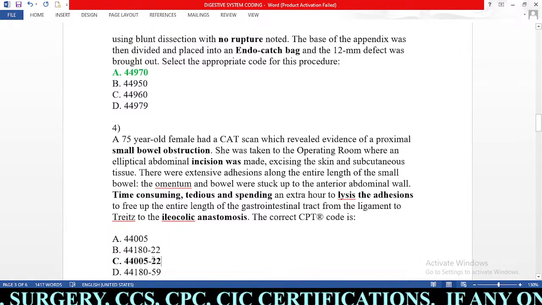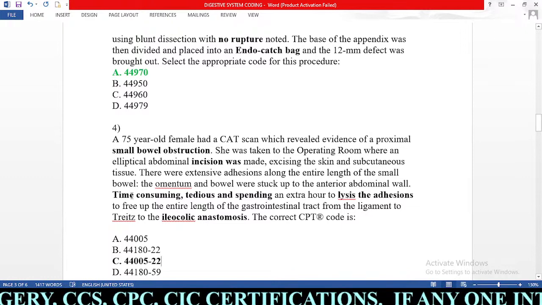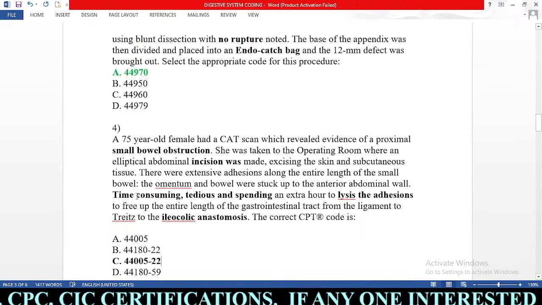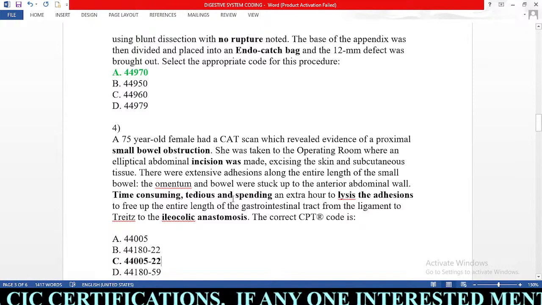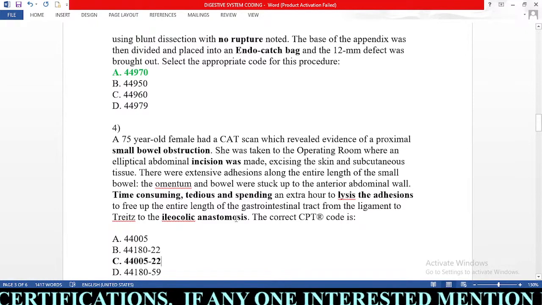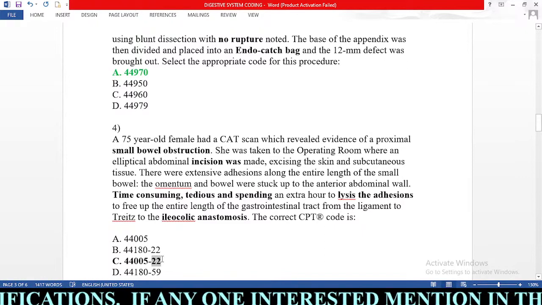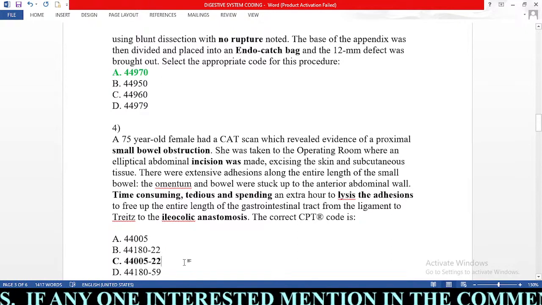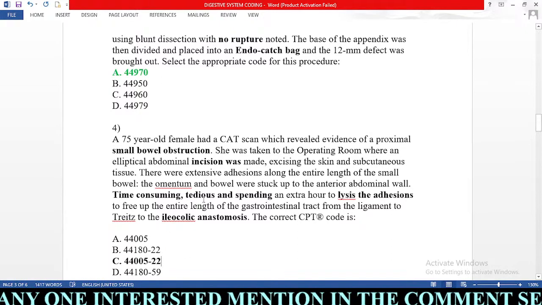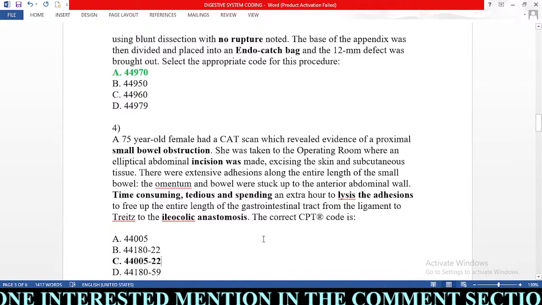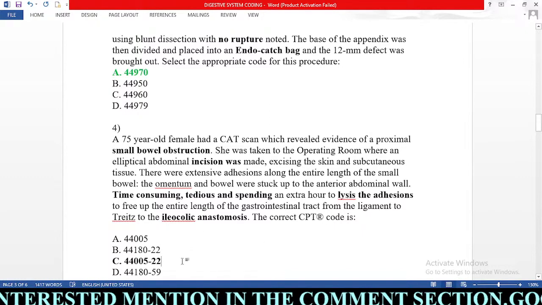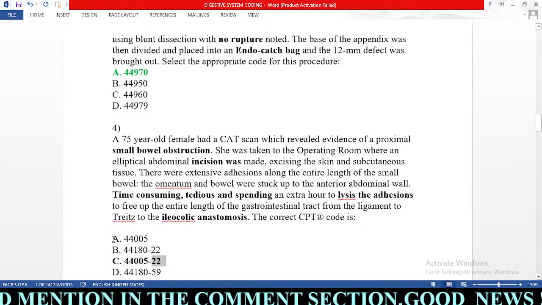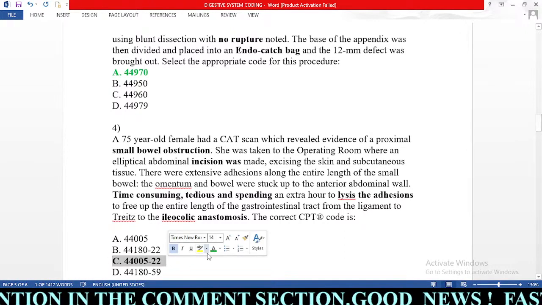We have added 22 as the physician mentions lysis of adhesions. The physician spent more time and it is tedious, spending an extra hour. Because of that reason, we need to add 22 modifier. So you need to check the keyword. For example, in the document, if you find time consuming, tedious and spending an extra hour, directly you can add 22 modifier. Here A is wrong. So our answer is C.